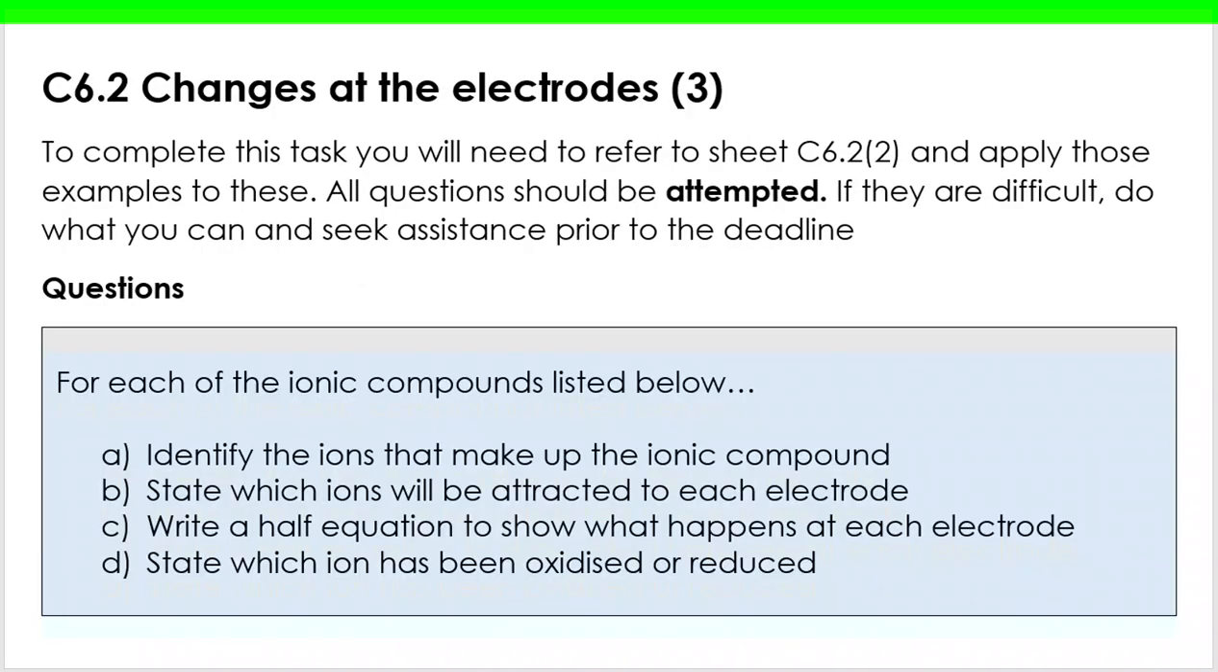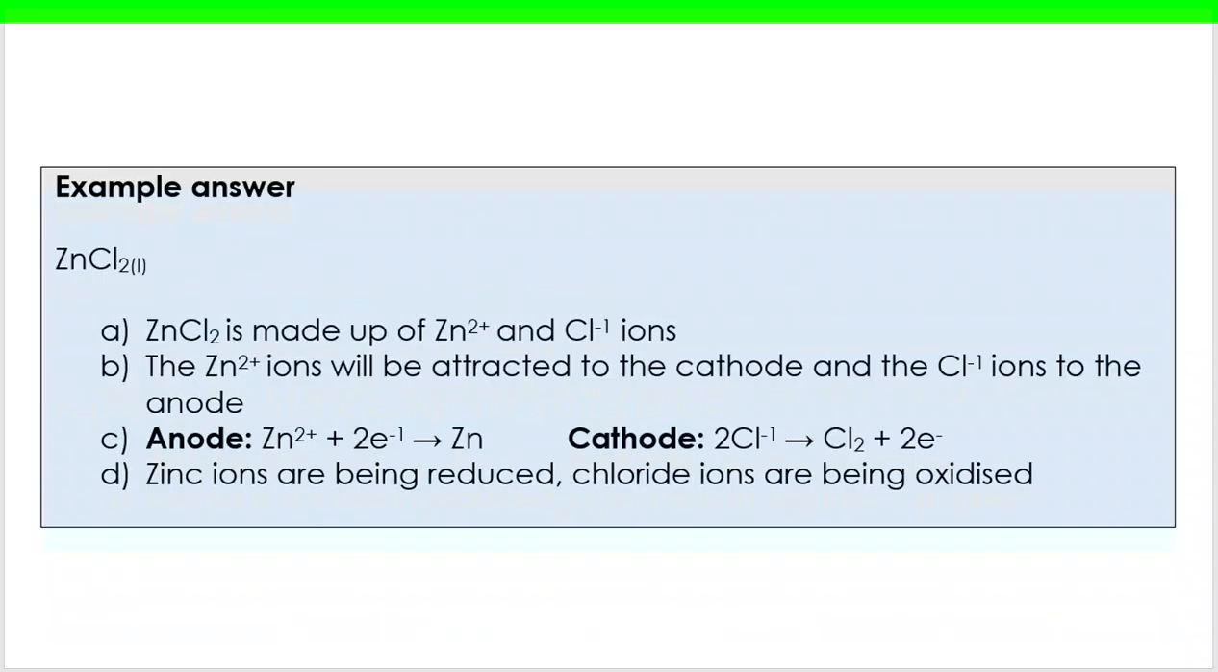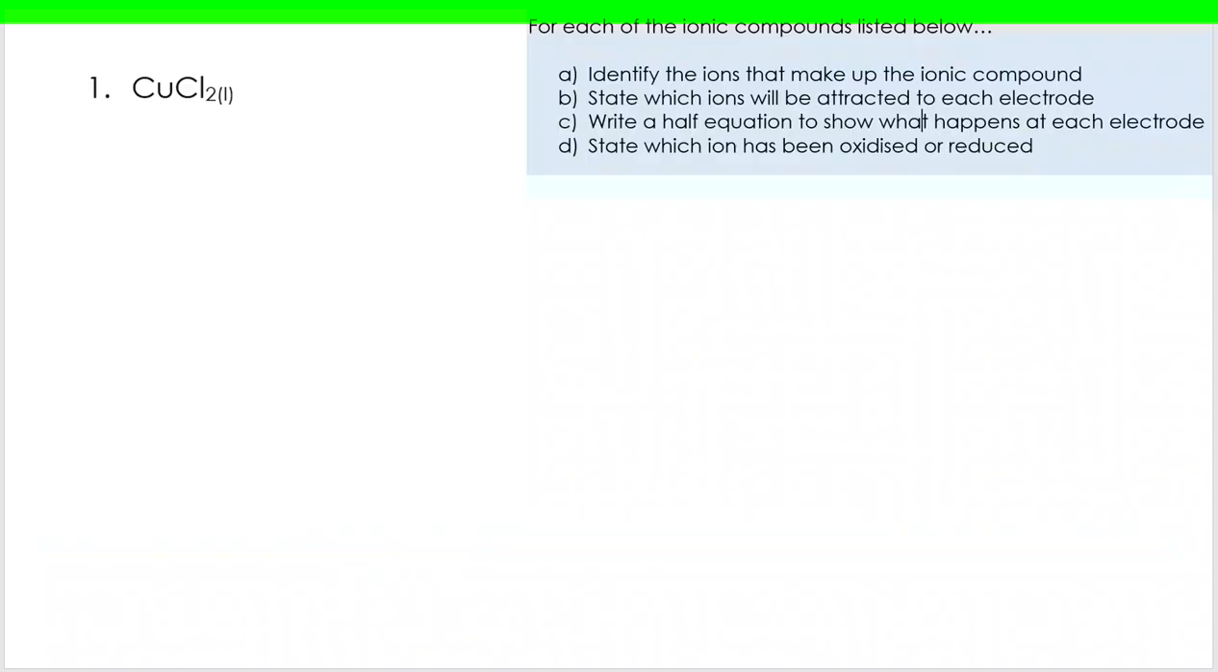So now let's try to look at what's going to happen in electrolysis overall. In each of the examples, we're going to look at the ions that make up the ionic compound, which electrodes they will be attracted to, what the half equations will look like at each electrode, and what has been oxidized or reduced. This is the example that we've just done. We've gone through all of that already. Now let's piece it together to try copper chloride.